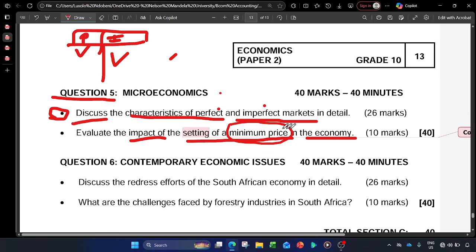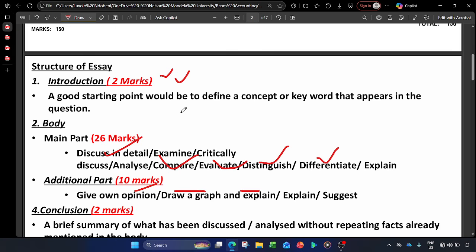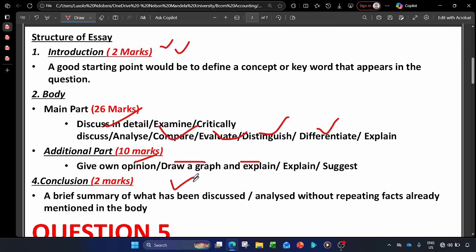So it is very important to know the definitions in economics, because if you just know the definition, you can get these 10 marks. But if you don't know that definition, you can get 0 in these 10 marks, because if you don't know the definition, how are you going to know the impact? So after the additional part, you move to the conclusion. And the conclusion is the same as the introduction, because it's 2 marks.